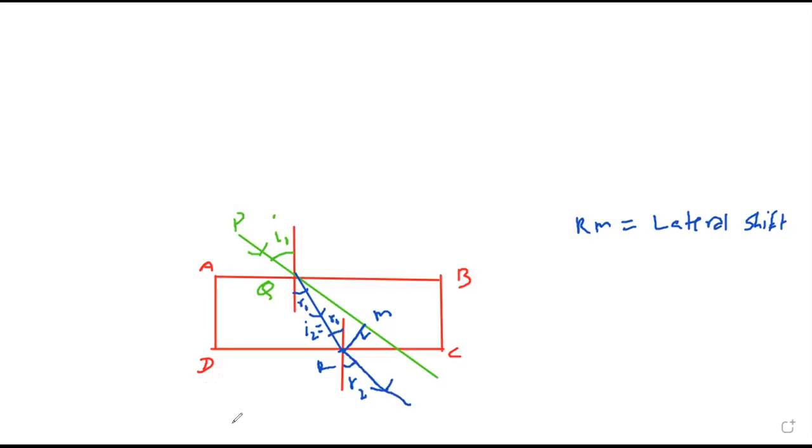If the diagram is done, then tell me, so that trigonometry-wise we can get the RM formula. Yes, sir, done. The thickness of the glass slab we are taking as T. We are interested in RM.